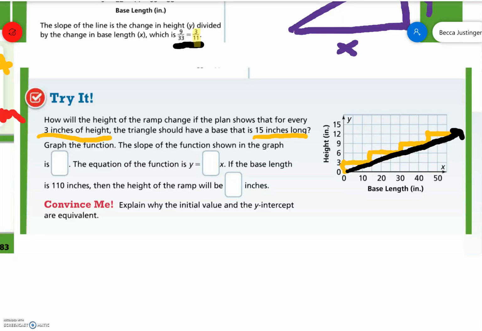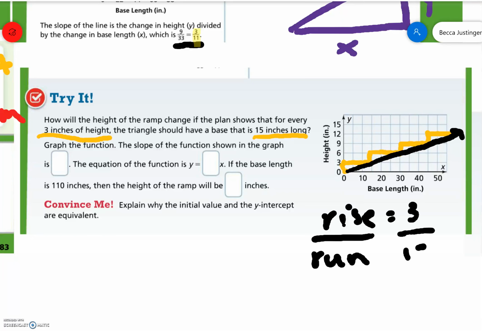Here's my ramp. So my rise is 3. My run is 15. I can reduce that because 3 and 15 are both divisible by 3 to 1 over 5. So the slope of the function shown in the graph is 1 over 5. So the equation is y equals 1 over 5 x.